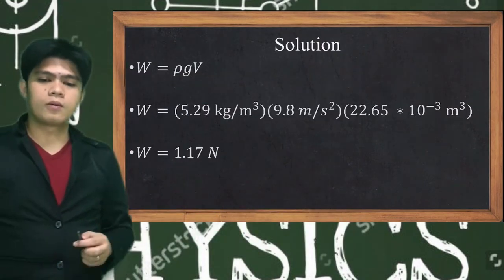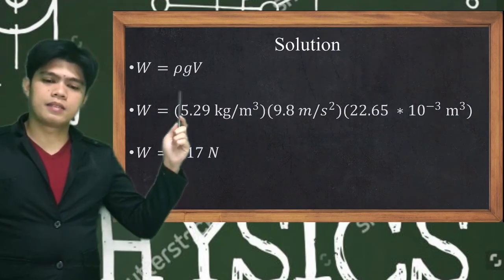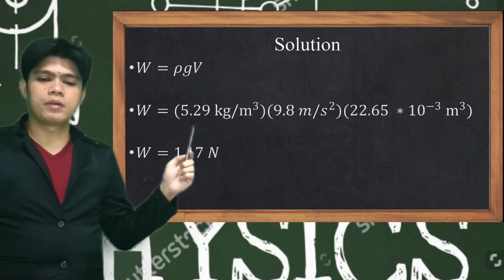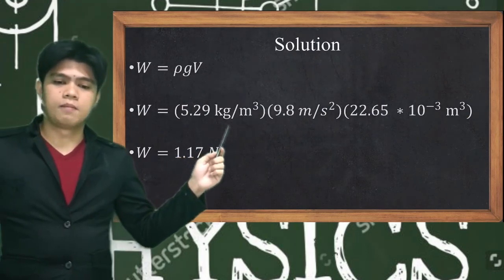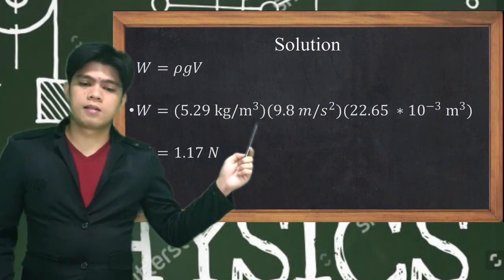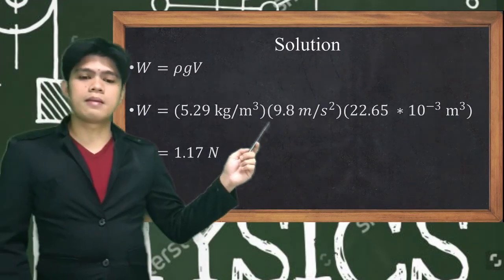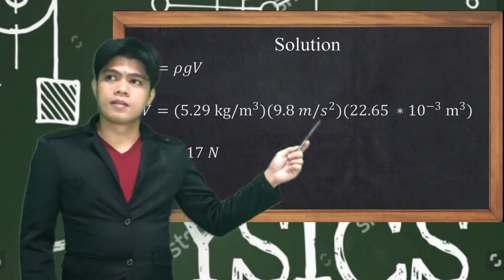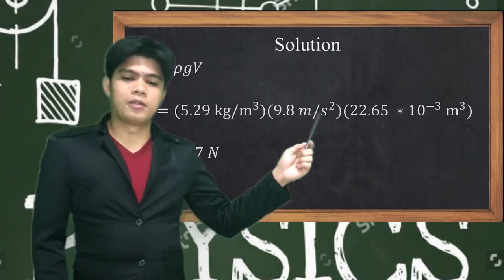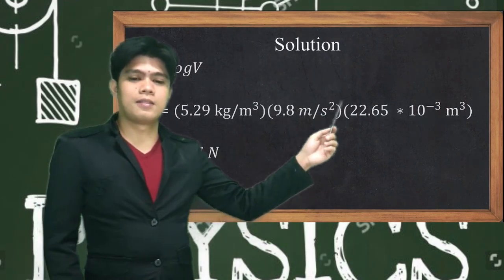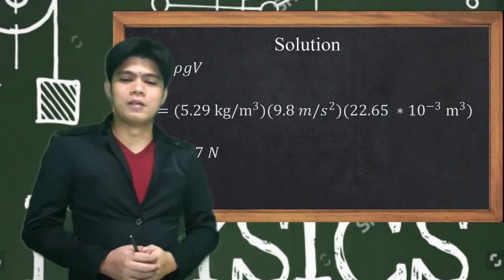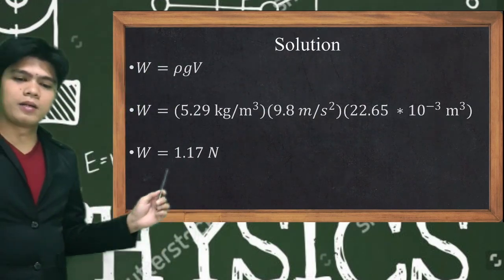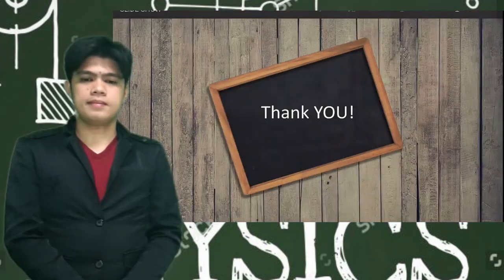Our weight is just density times gravity times volume. So we solved that our density is 5.29 kilograms per cubic meter, multiplied by the acceleration due to gravity, which is equal to 9.8 meters per second squared, times our volume. We are given the volume of 22.65 times 10 to the minus 3 cubic meters. So our weight is equal to 1.17 Newtons.